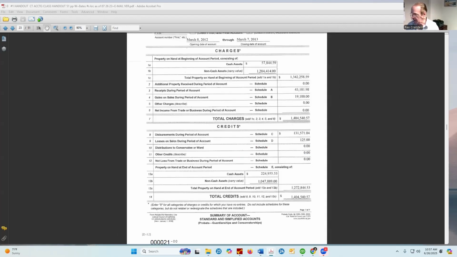So we've explained the income and expense accounting reporting requirements based on Judicial Council forms. And we've also given you the example, which is in your handout, an example of property on hand at the end of the accounting in a computerized format, Excel or some other type of program.